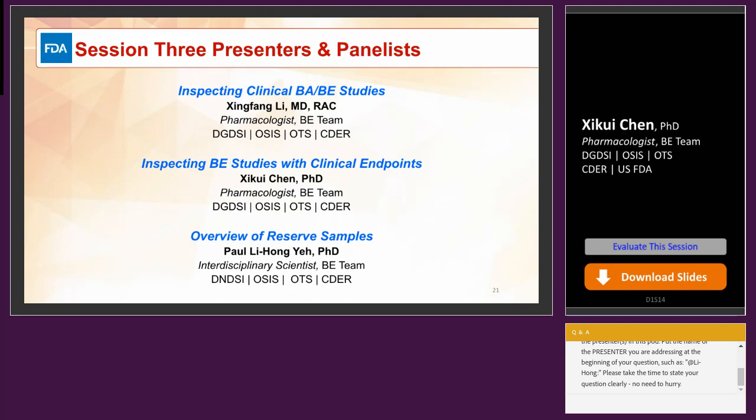No, clinical endpoint bioequivalence studies are not within the scope of 21 CFR Part 58 Good Laboratory Practice Regulations.